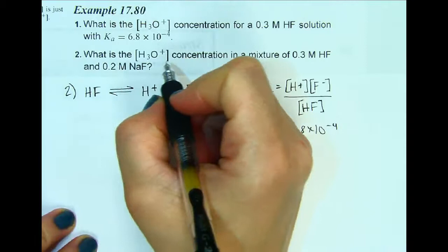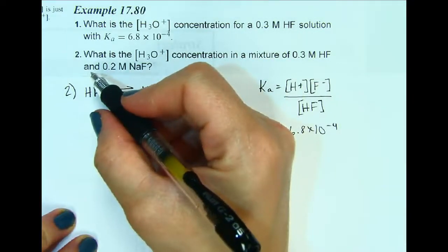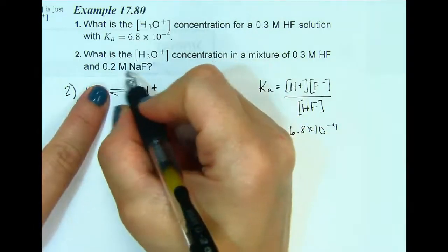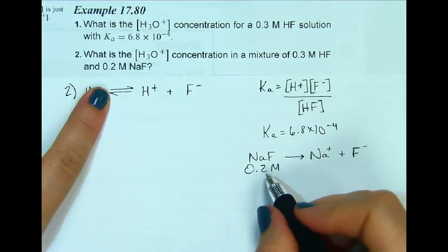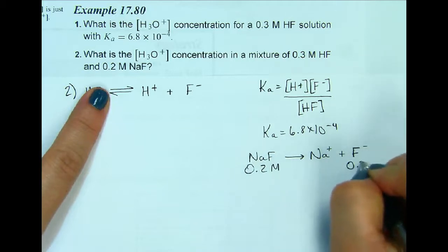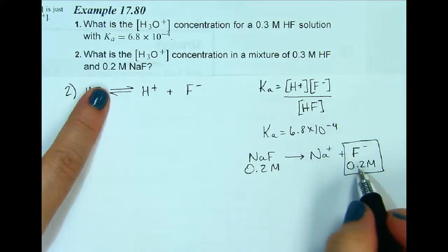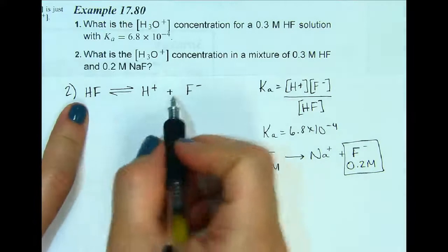What is the hydronium concentration in a mixture of 0.3 molar hydrofluoric acid and 0.2 molar sodium fluoride? So first we need to recognize that the 0.2 molar sodium fluoride will dissociate completely and yield, since this is a 1-to-1 ratio, 0.2 molar fluoride ions. This is what I care about because it is the common ion between sodium fluoride and hydrofluoric acid.